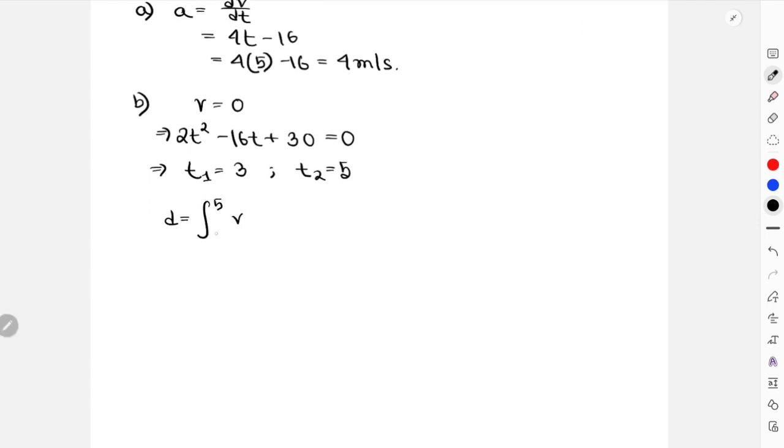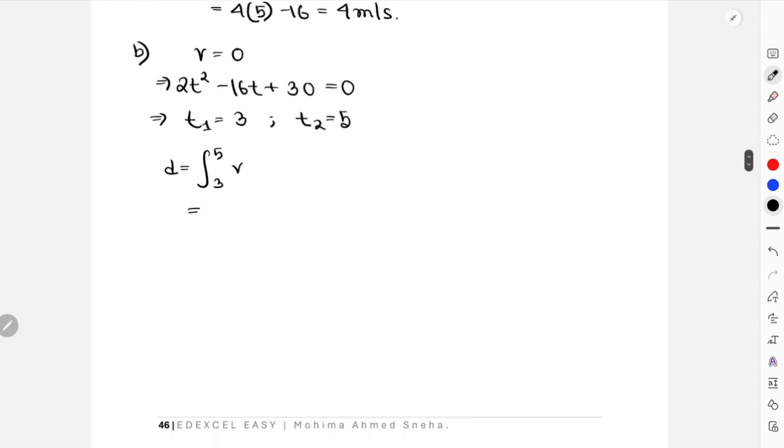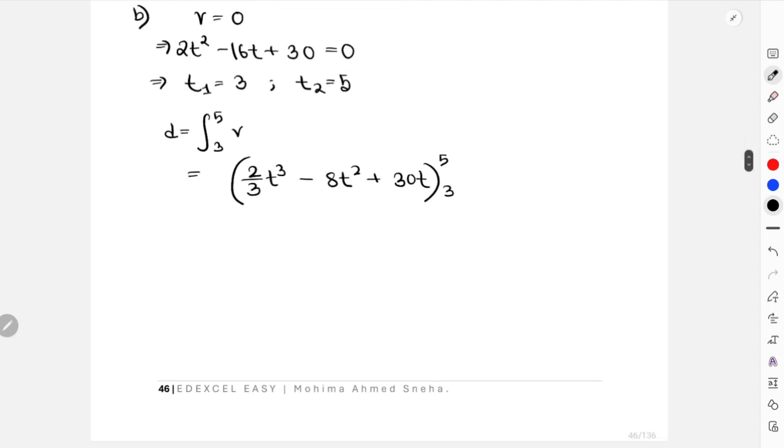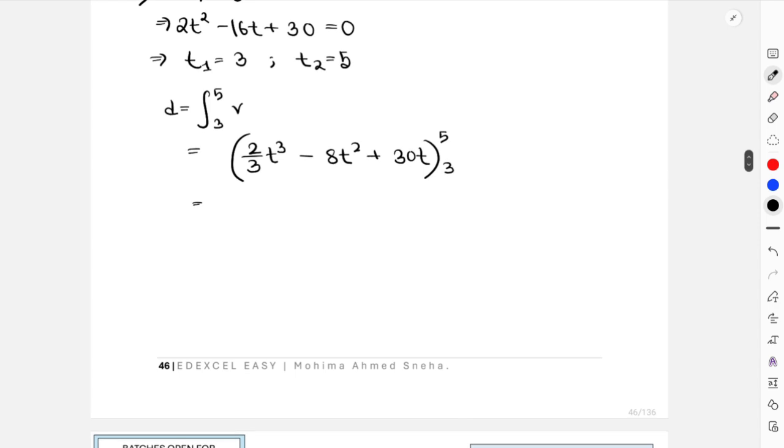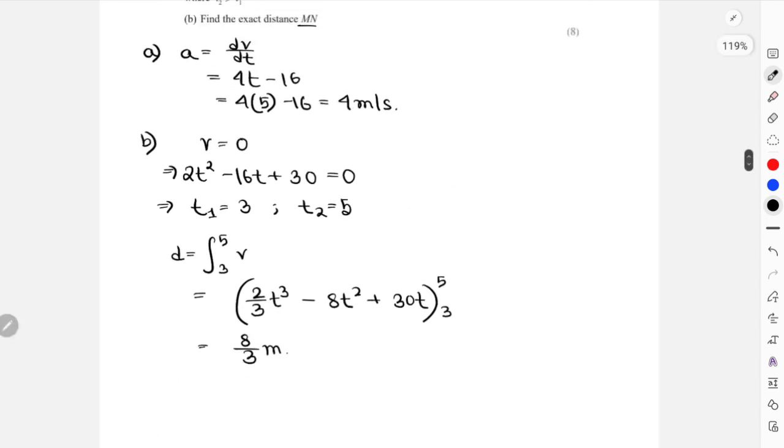Integration of v with the boundaries of 3 and 5, which is going to be 2t square turning out to be 2 over 3 t power 3. This is 16 over 2, which is going to be 8t square plus 30t within the boundaries of 5 and 3. Again, I'm not inserting the values in the equation, but if you insert it, you have to insert 5 into the expression and then again 3 into the expression. Subtract the two values. At the end, you're going to get 8 over 3 meter as your displacement.